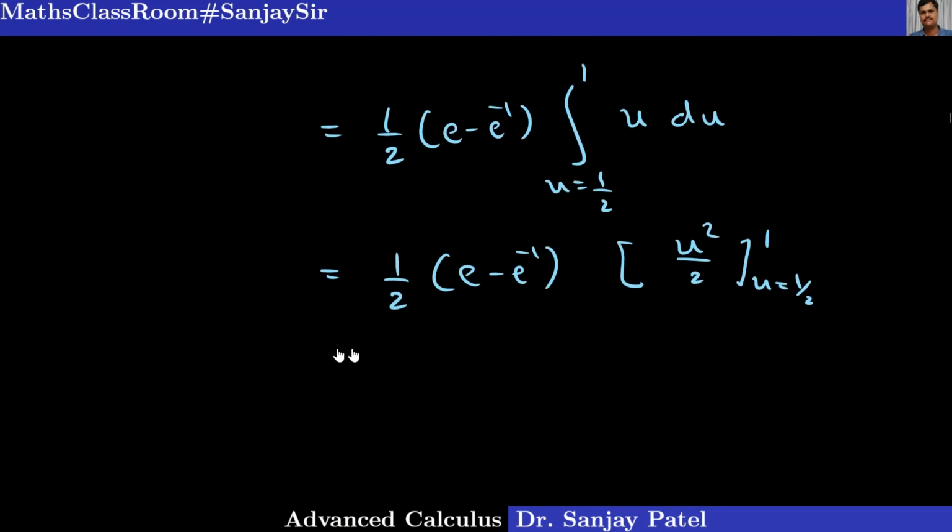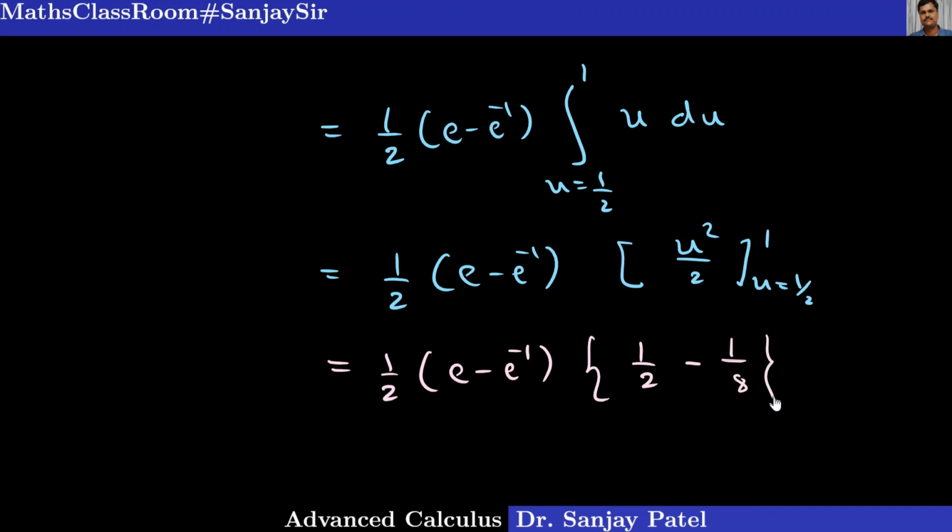Simplifying further, this is equal to 1 by 2 (e minus e raised to minus 1). And here, first we put u equal to 1, so it is 1 by 2, minus, and u equal to 1 by 2, so it is 1 by 4 by 2, so it is 1 by 8. Okay, so what we'll get here is, 8 is the LCM, so 4 minus 1, so it is 3 by 8. The final answer will be 3 by 16 (e minus e raised to minus 1). This is 3 by 8, and 3 by 8 into 1 by 2 is 3 by 16. So this is our final value of the required double integral.